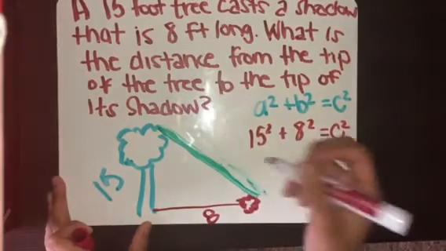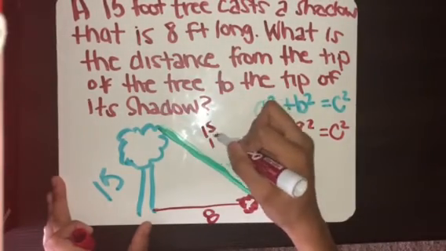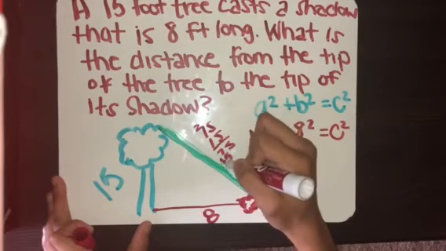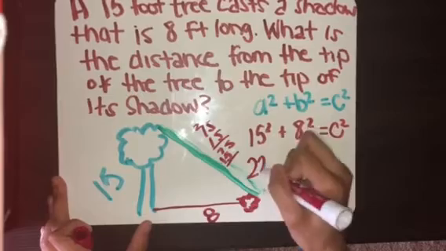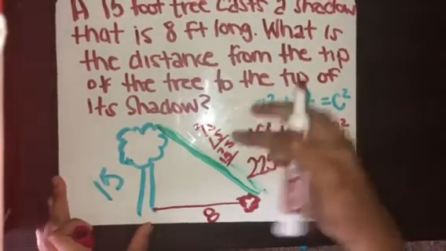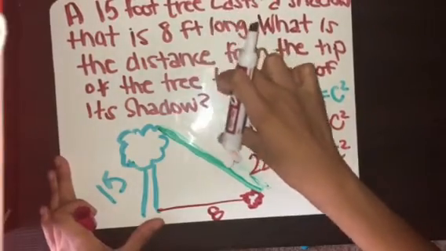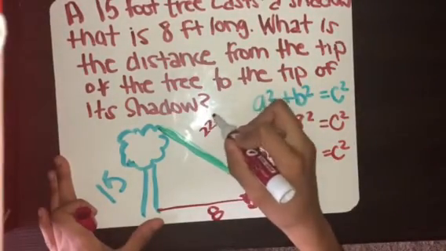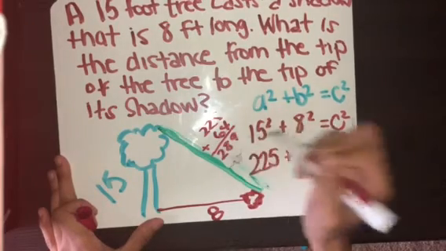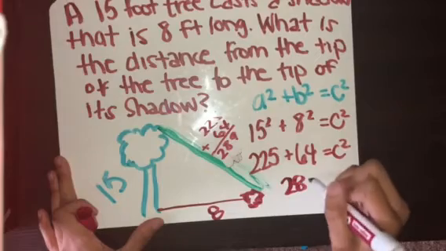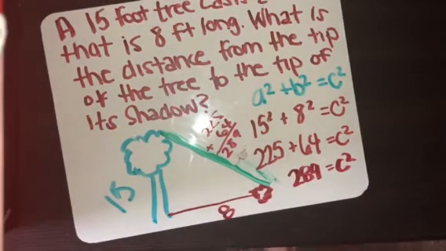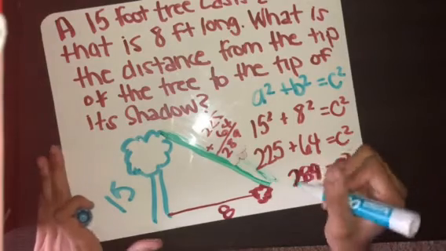15 squared is, honestly, I don't know, so let's work it out. 15 times 15 would be 225, plus 64 equals c squared. Let's work that out as well. What's 225 plus 64? It would be 289. So 289 equals c squared. To get rid of that square, we know we need to square root it. So let's go ahead and do that.